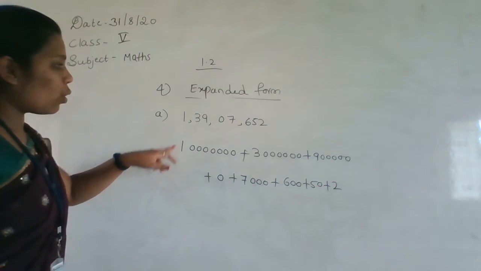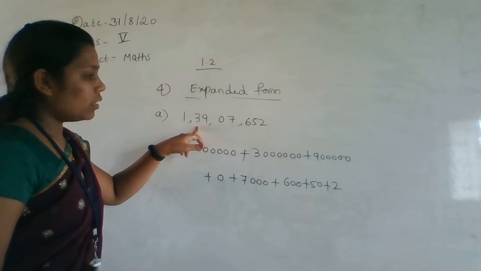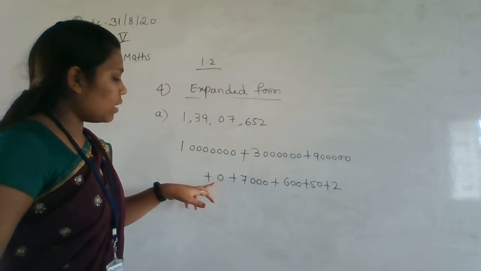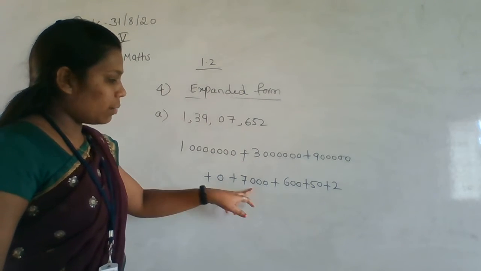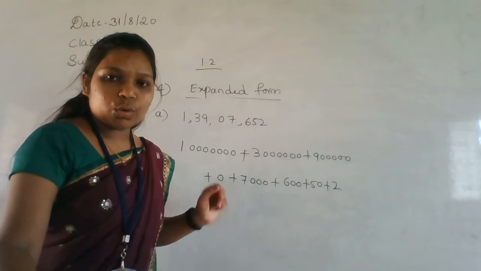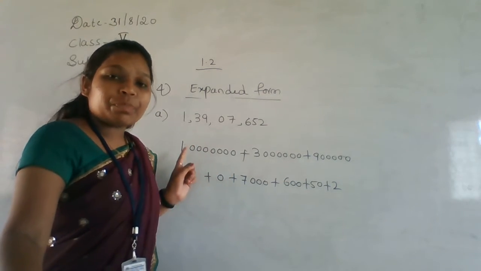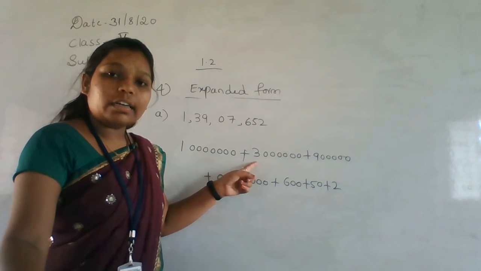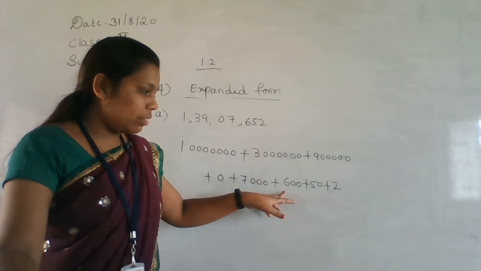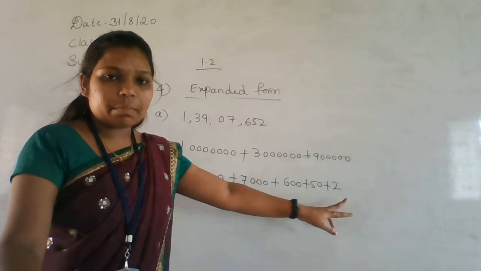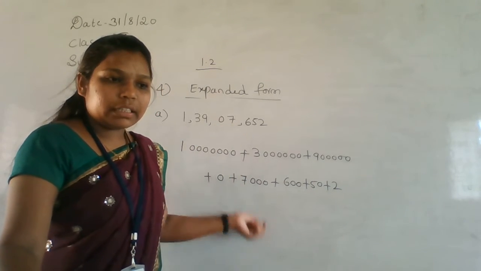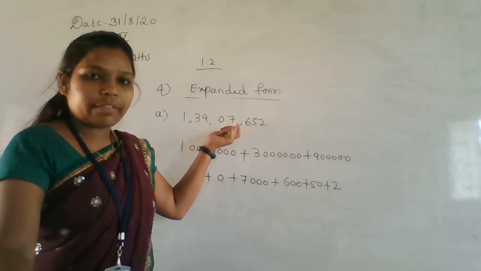See here, 1 crore plus 30 lakh plus 9 lakh plus 0 here, and next plus 7,000, plus 600 plus 50 plus 2. So this is the expanded form. Okay, 1 crore, 30 lakh, 9 lakh, 0, plus 7,000 plus 600 plus 50 plus 2. So this is the expanded form of this given number.